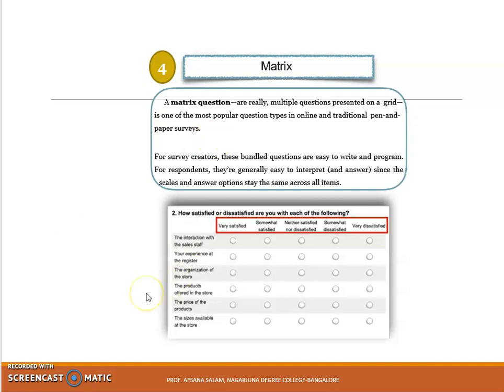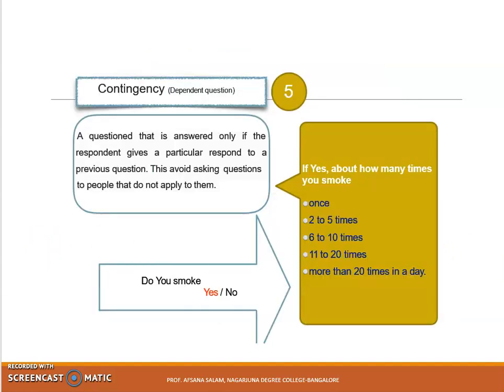Here we have another type in the close-ended questions. This is nothing but the matrix, multiple questions with a grid. Here you have different types of questions, and here you have the Likert scale. So we're using both and then asking them the answers. So here, the interaction with the sales staff: very much satisfied, somewhat satisfied, not satisfied, neither satisfied nor dissatisfied, somewhat dissatisfied. So you are choosing one option for one question, one option for the second line, like that. So this becomes your matrix.